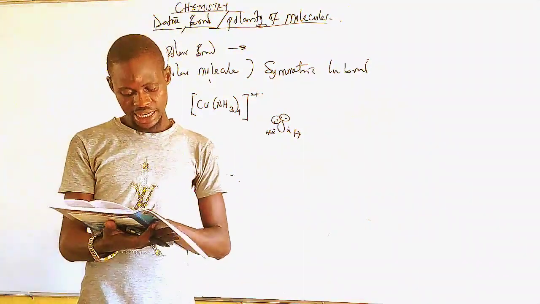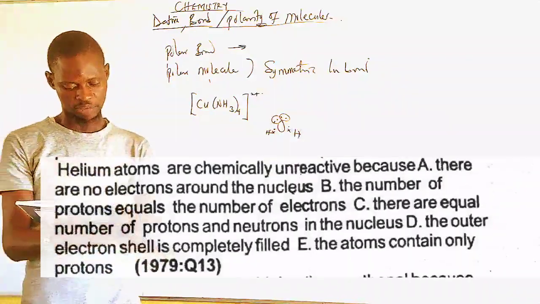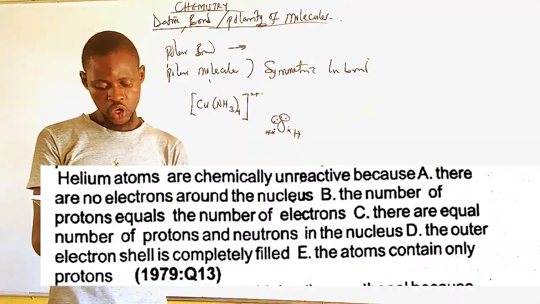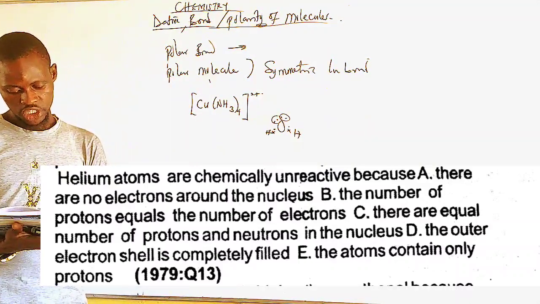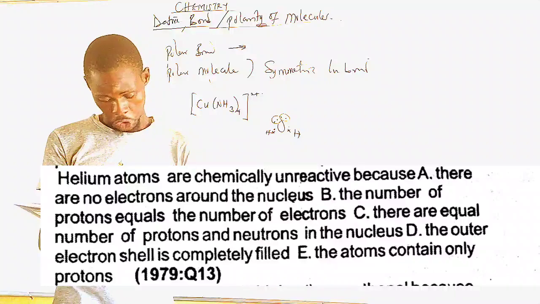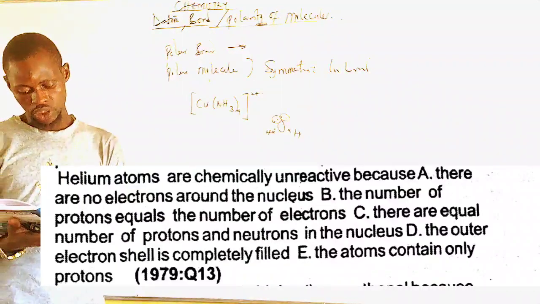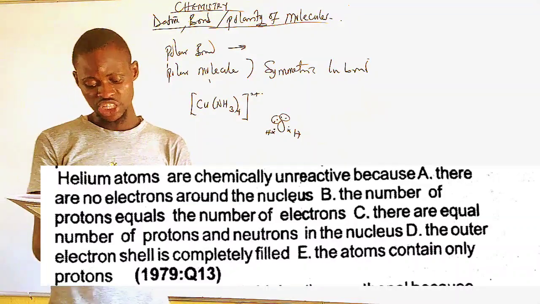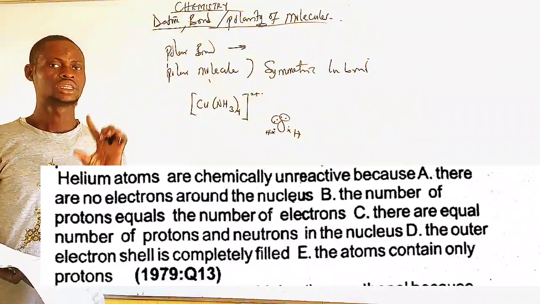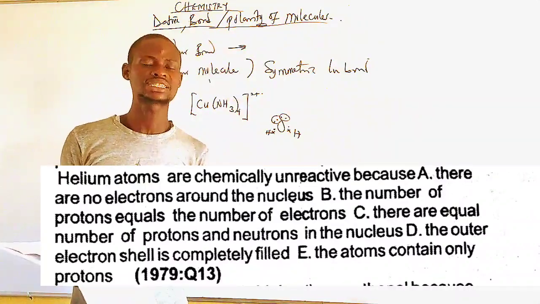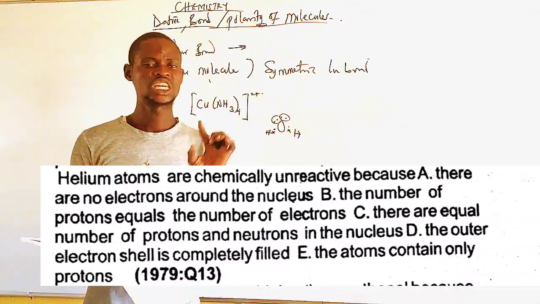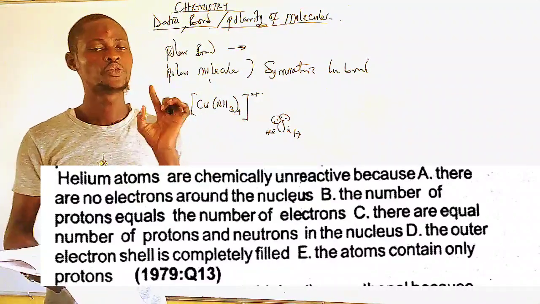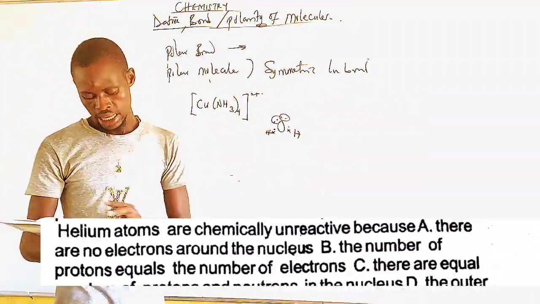Now I have another question. Helium atoms are chemically unreactive, I've explained this before in my previous video. It is because A, there are no electrons around the nucleus. B, the number of protons equals the number of electrons. No. C, there are equal numbers of protons and neutrons in the nucleus. No. D, the outer electron shell is completely filled. That is the answer. The reason why helium or any other noble gas does not undergo chemical reaction is because their outer electron shell is completely filled with electrons.